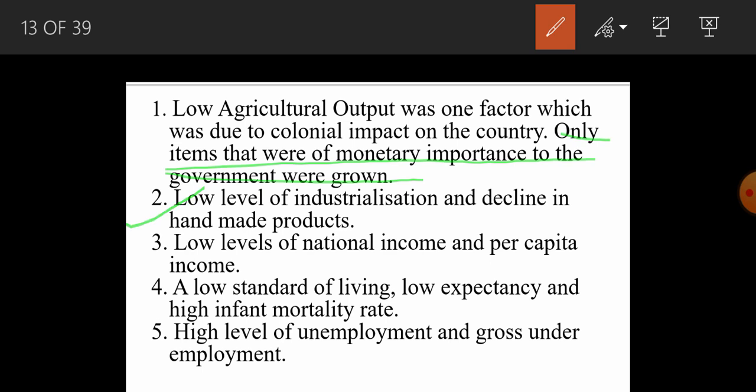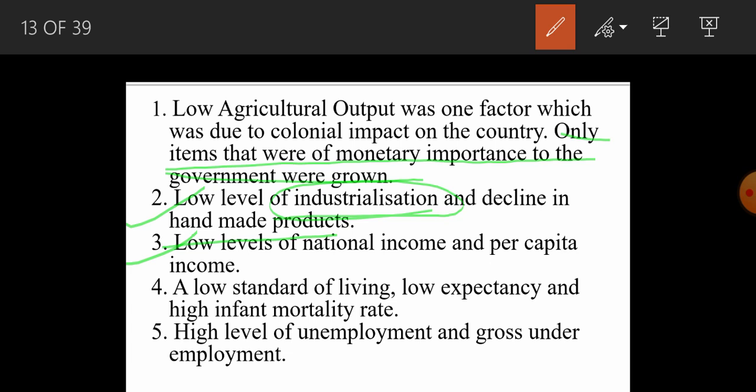Second challenge which the Indian economy faced at the time of independence was the low level of industrialization. Yes, definitely, the colonials exploited the industrial sector too, and there was a decline in the handmade products because they were forcing the Indians to compete with the machine-made products, and they were also promoting the machine-made products more as compared to the handmade products.